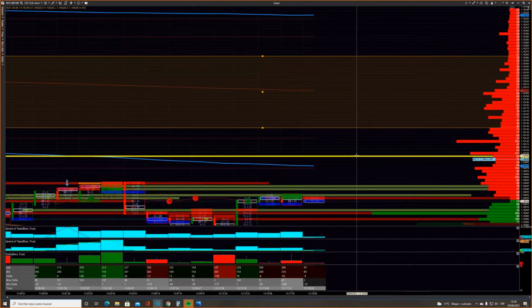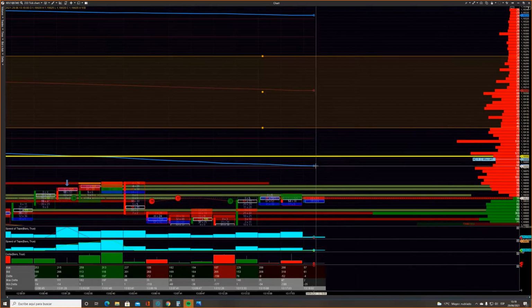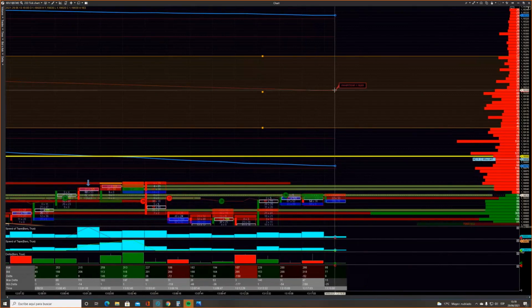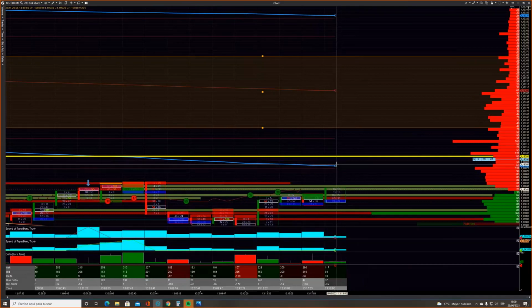So now all we have to do is just wait and see if we can get our order filled. It's in a very nice spot because it's right here on the deviation of the VWAP, which is a very important area. This is the VWAP right here. This is the first deviation low, first standard deviation.